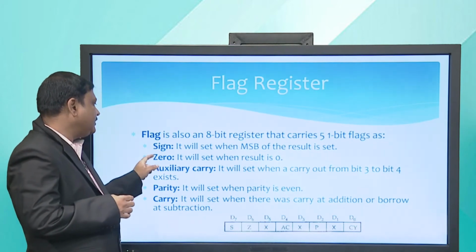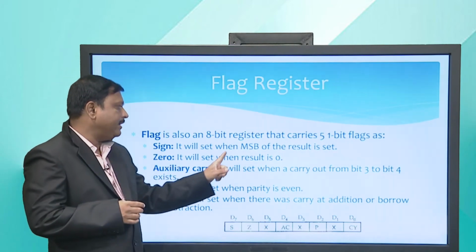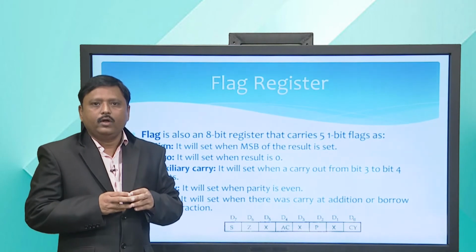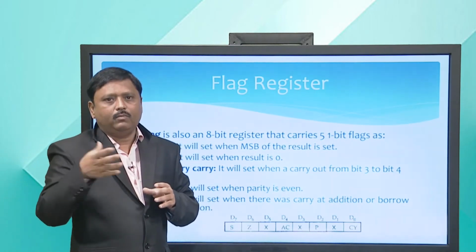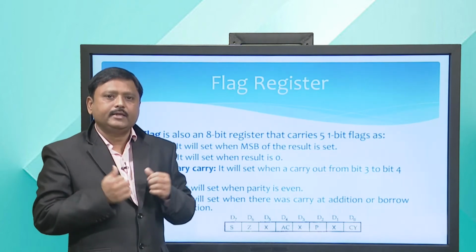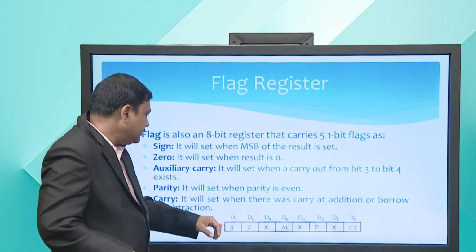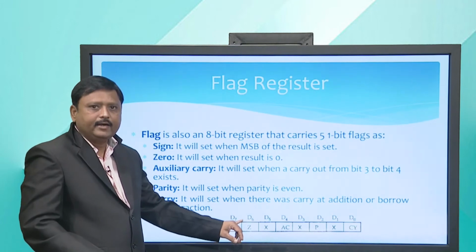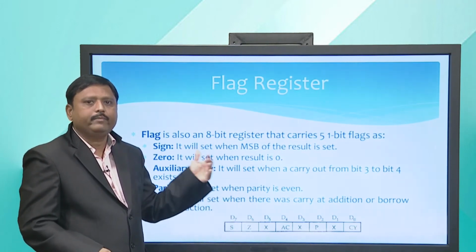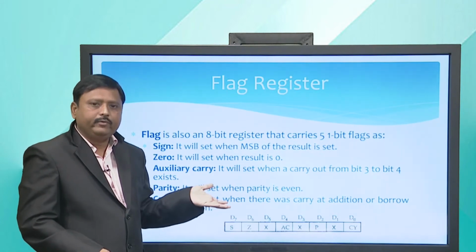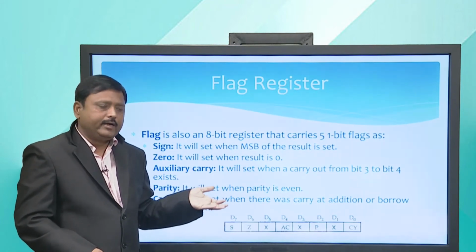The second is zero. It will set when the result is 0. If we are subtracting the same number from the original number, then the result is 0. So, in that case this zero flag is set, and we can check whether this flag is set or not in a program and, depending on that, take a decision, right.